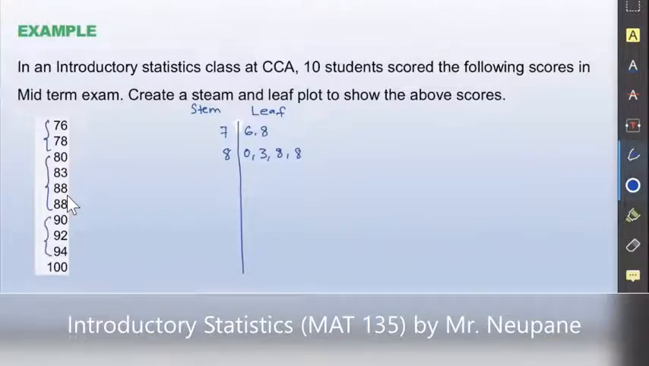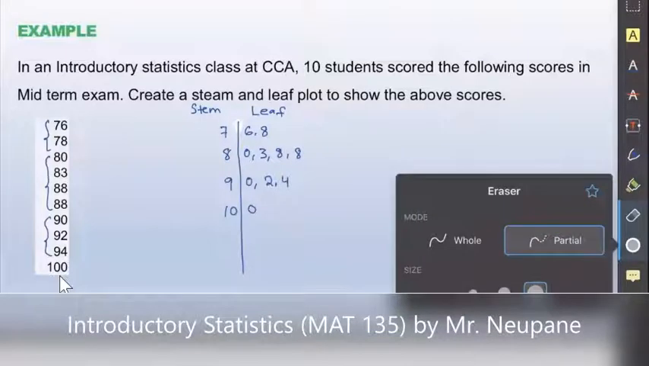For all these, what is the stem? 9 is the stem. And the leaves are 0 to 4. And for the last number here, what is the stem? 10 is the stem. Very good. And what is the leaf? 0. So this is how we can create the stem and leaf plot.